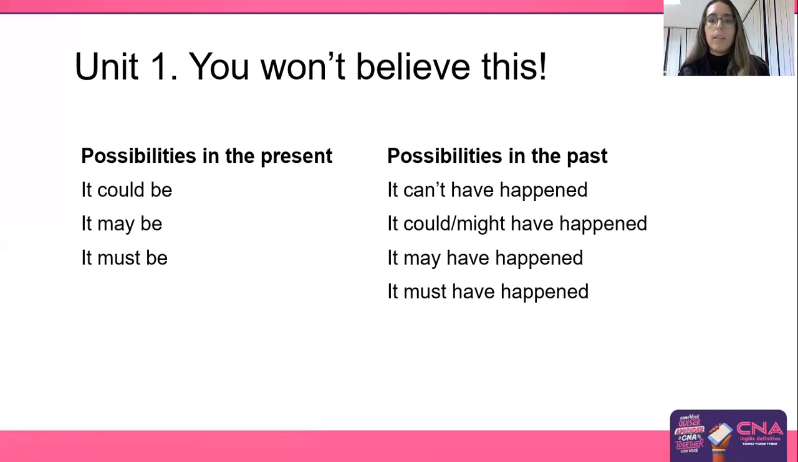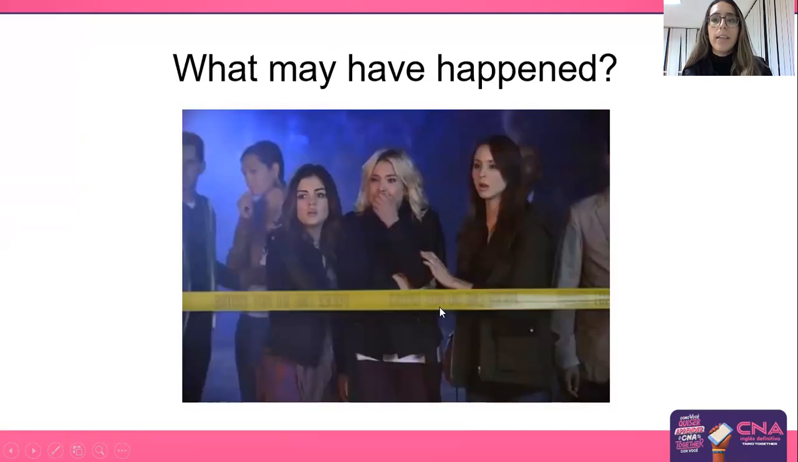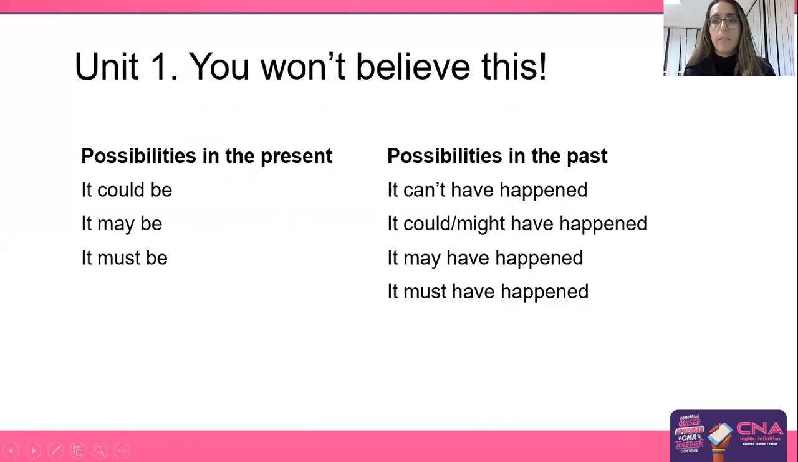Or you can say, yeah, it could or it might have happened. Yes. So there's some possibility there. Yes. Or you say, it may have happened. So it's also possible. Yes, he was there, but not for sure. And when you say it must have happened, then you are very sure of this. Okay, you are like 100% sure that this happened.